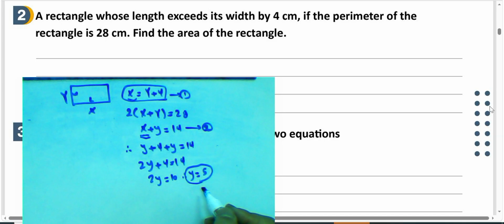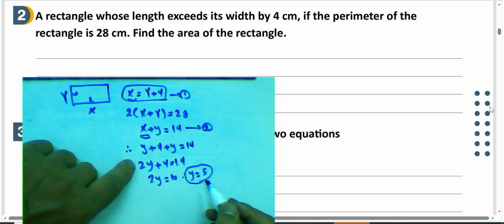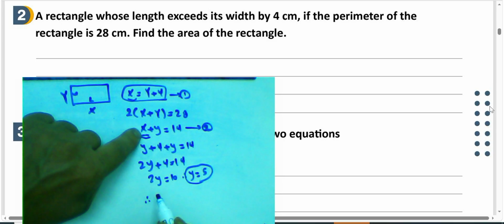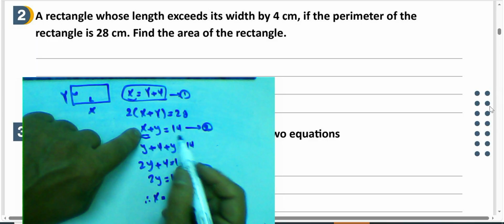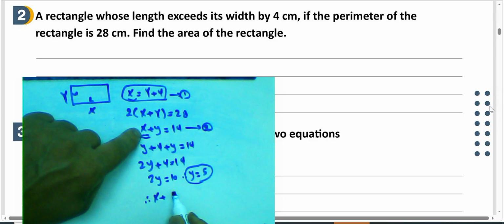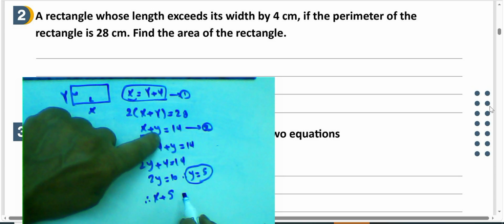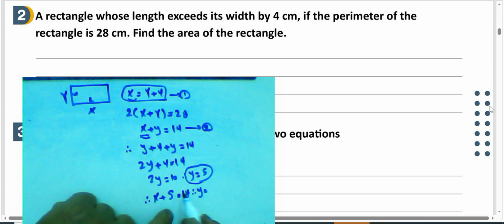The value of y here equals 5. Next, you can find the value of x. Then x will be equal, we have y equal 5. Then x will be 14 minus y, or you can put the value here to find it simply. Okay, the value of y equals 5, and the value of x equals 14 minus 5 equals 9.